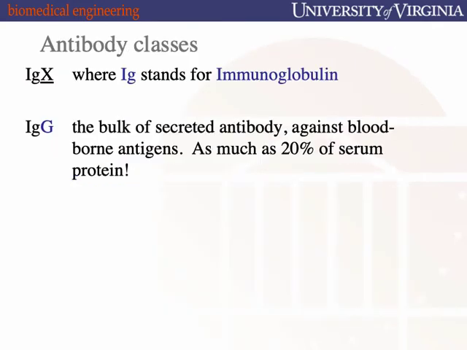So there is a very large class called the IG superfamily. Many proteins that are not even antibodies are a part of that family because they have this immunoglobulin structure, okay? So IG stands for this structural motif. The ones that you're likely most familiar with, that we talk about in Western blotting and ELISAs and these biotechnological assays, are IgGs, or immunoglobulin gamma. These are the bulk of the secreted antibodies against bloodborne antigens, and they can comprise as much as 20% of the proteinaceous component of your blood, of serum.